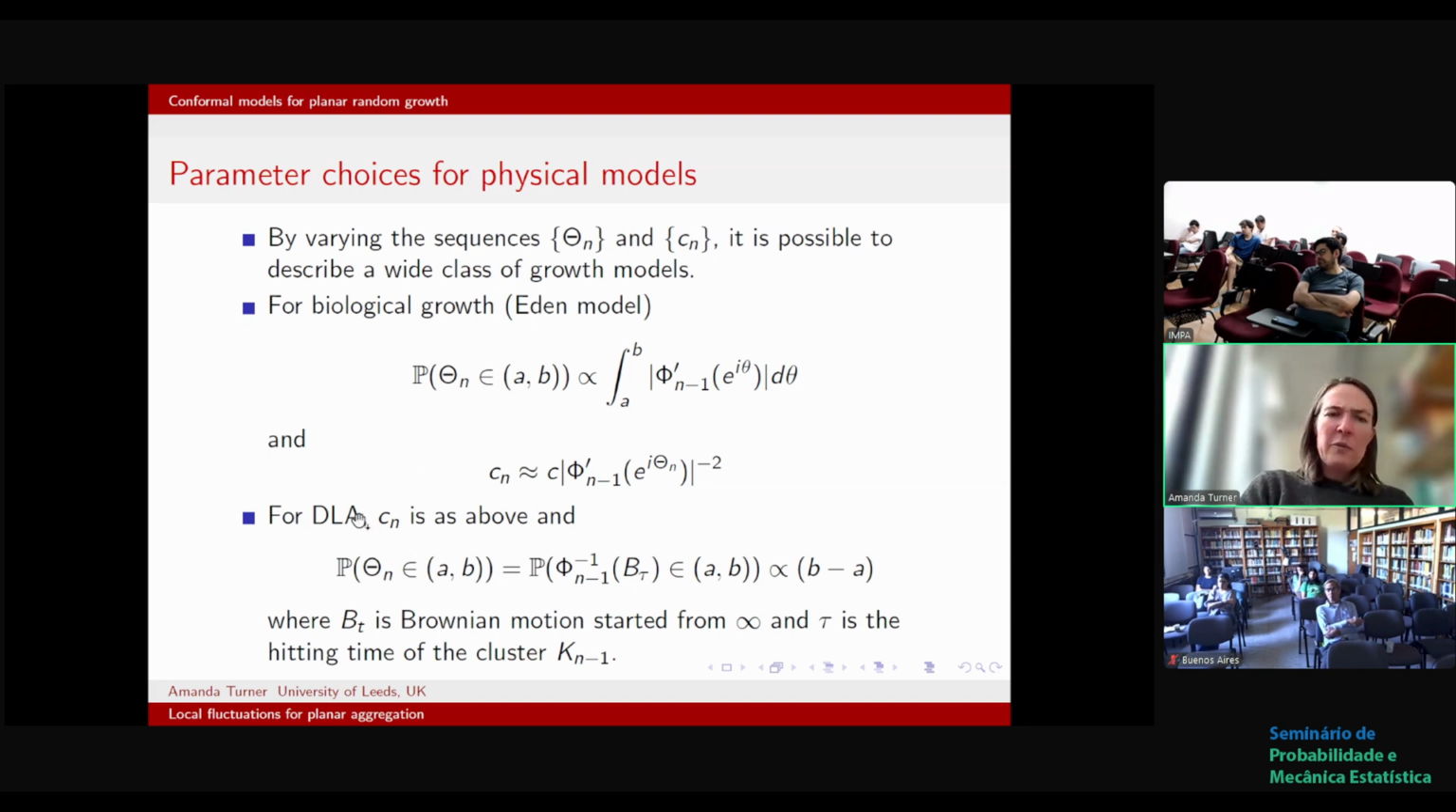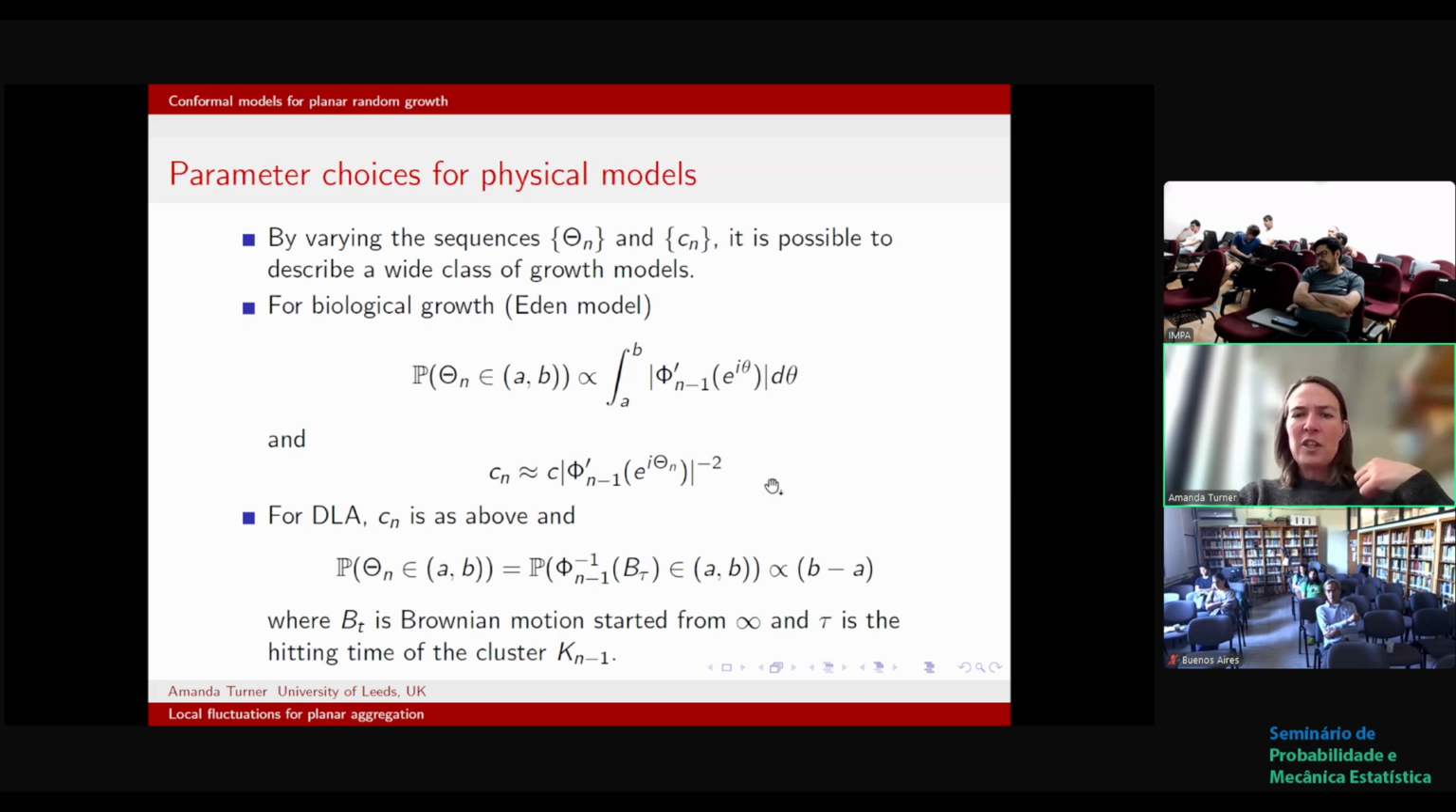And then we can think, well, what we wanted to see was how a model might break down between biological growth and DLA, how the isotropic behavior might break down. And so it makes sense to see whether we can naturally interpolate between the Eden model and DLA. And one way that we can do it is, you can see, in this case, the angle was chosen with density given by the derivative. And in the second case, the density was given by the uniform, but you can think about that as actually being the derivative raised to the power of 0.